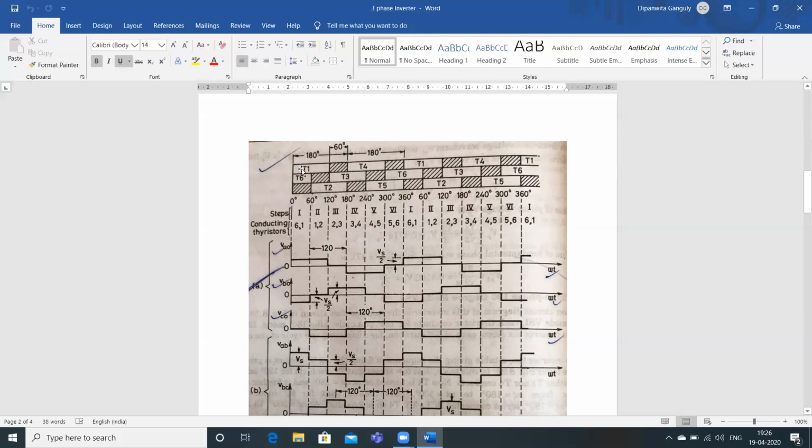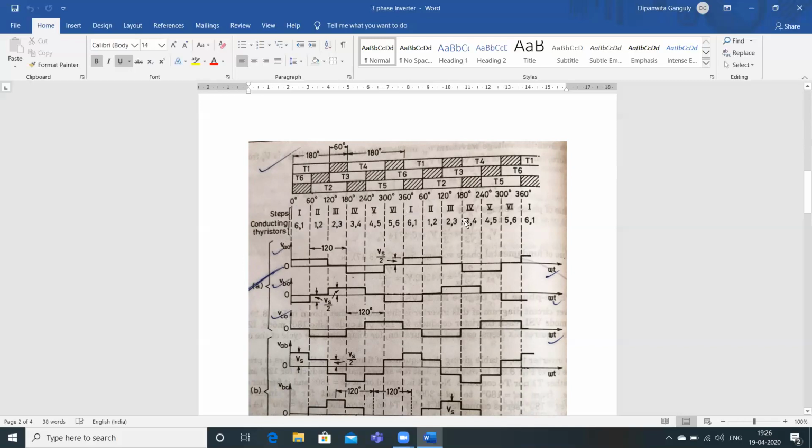In stage 1 we can see from this chart that thyristor 1 and thyristor 6 are on. So 1 and 6 are on. In stage 2 thyristors 2 and 1 are on. In stage 3, 2 and 3 are on. In stage 4, 3 and 4 are on. Stage 5, 4 and 5 are on. Stage 6, 5 and 6 are on.